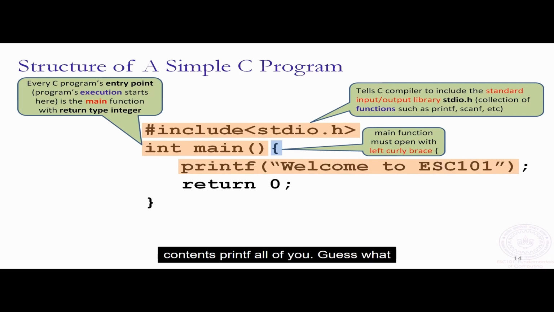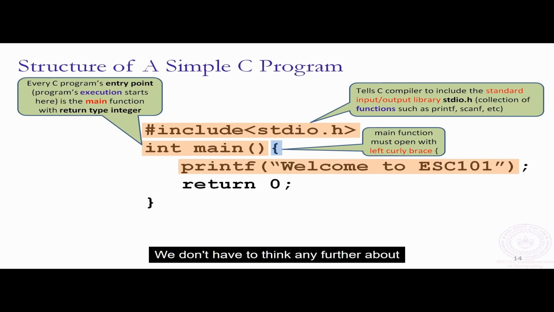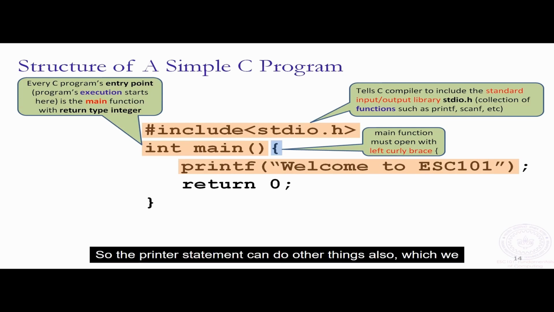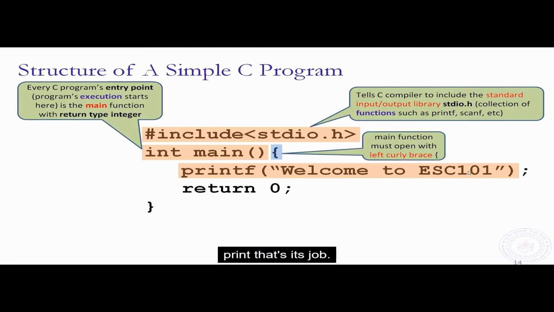Printf, all of you guess what it does. The thing that you have to keep in mind is that when it says printf welcome to ESE 101, it will not actually print these double quotes. The double quotes are simply to say everything that is within the double quotes has to be printed verbatim. We don't have to think any further about what has to happen. So the printf statement can do other things also, which we will see in the next class. But the simplest thing it can do is anything you put within double quotes, it can print. That's its job. And so printf does this.